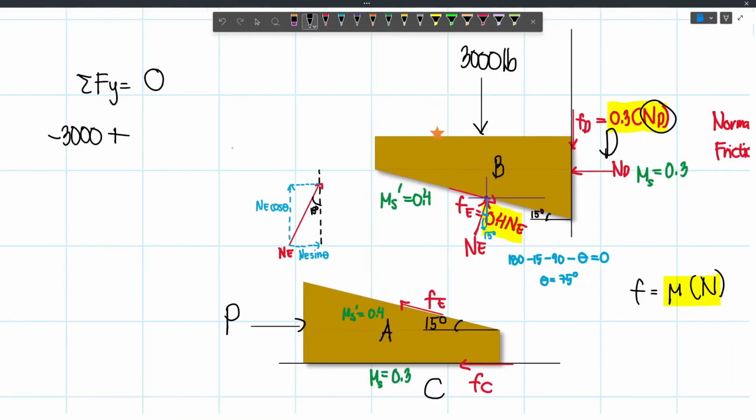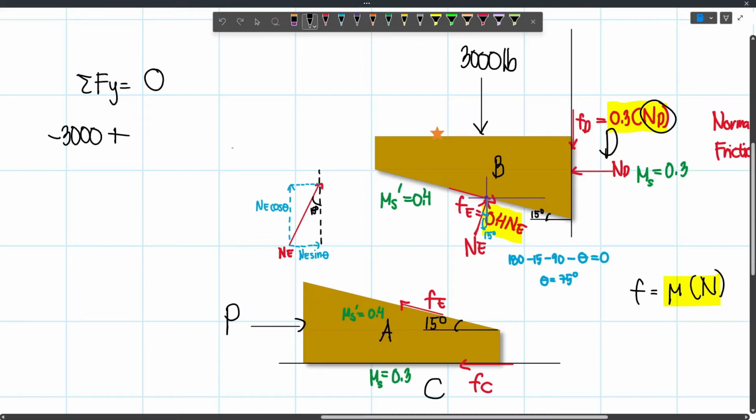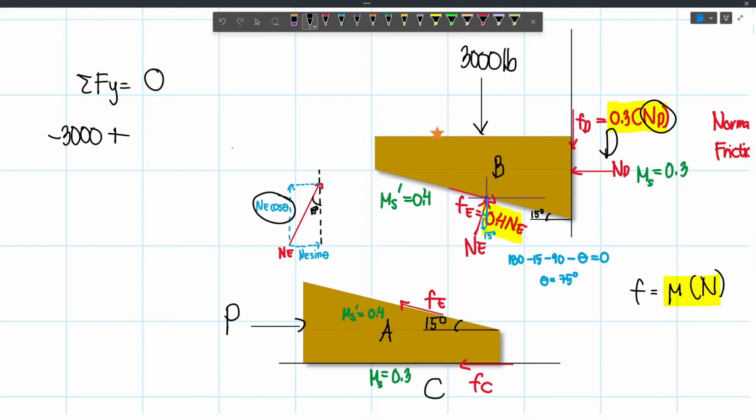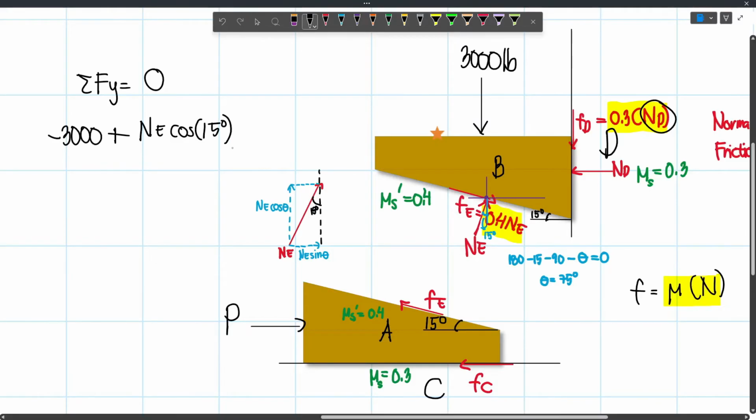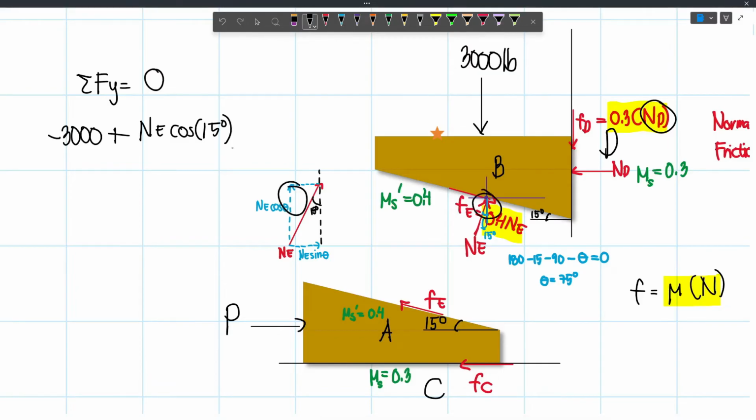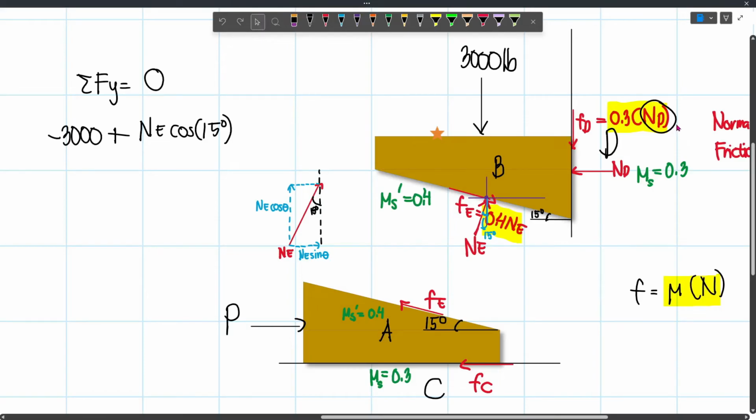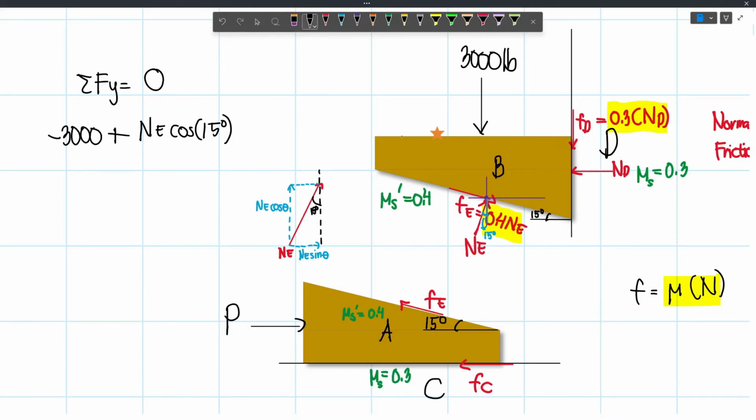Now going back, we are summing up forces vertically, and so we have NE cosine theta, so NE cosine of 15 degrees, because that's our angle. So this is 15 degrees. And then this is plus because this is acting upward. And then we also have 0.3 ND, which is acting downward, so that will be minus. We have minus 0.3 ND.